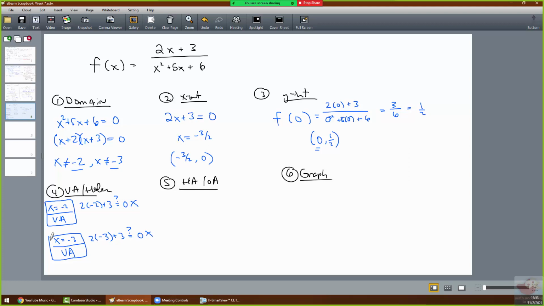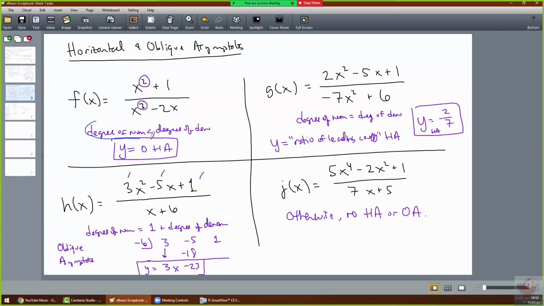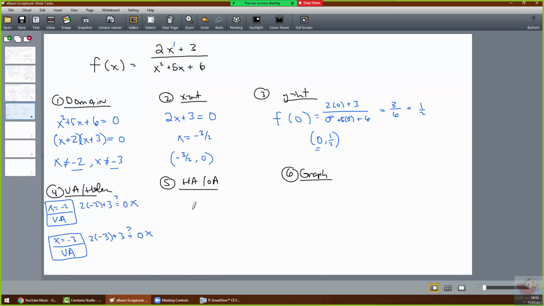Horizontal or oblique asymptotes. Remember, those are mutually exclusive. You have one or the other, but not both. The degree of the numerator is 1. Denominator is 2. So the numerator's degree is less than the denominator's degree. So there's no work. Y equals 0 is your horizontal asymptote.